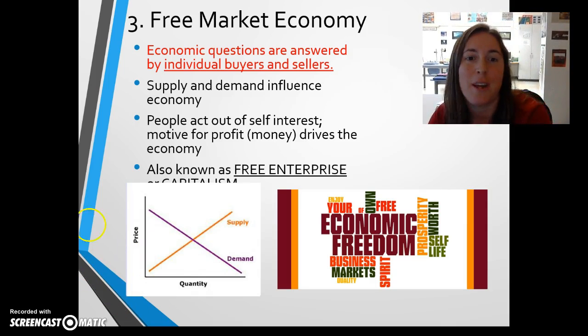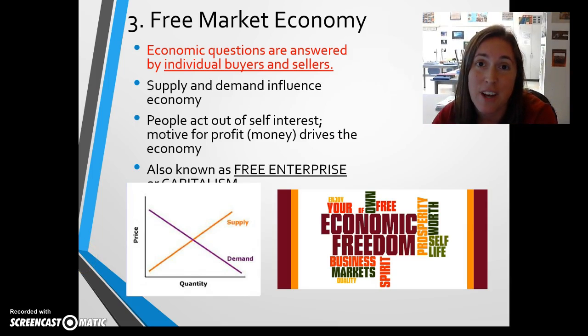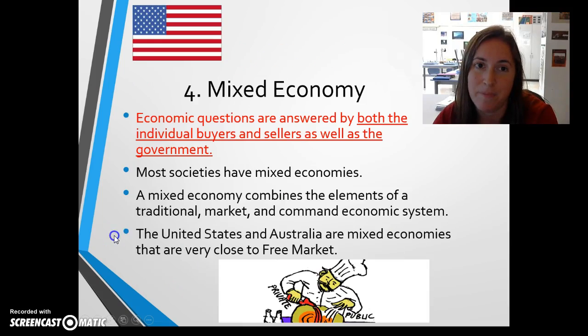We were talking about free market economy. I left off talking about how people act out of self-interest in a free market economy. Money is driving the economy. It's also known as free enterprise or capitalism.